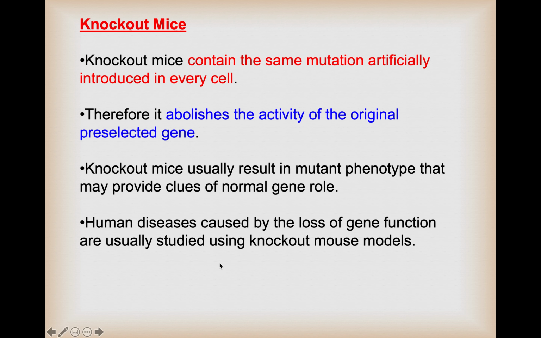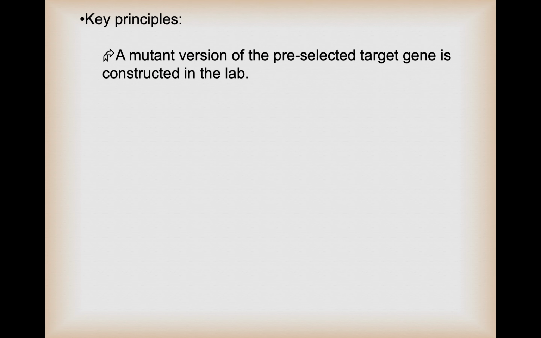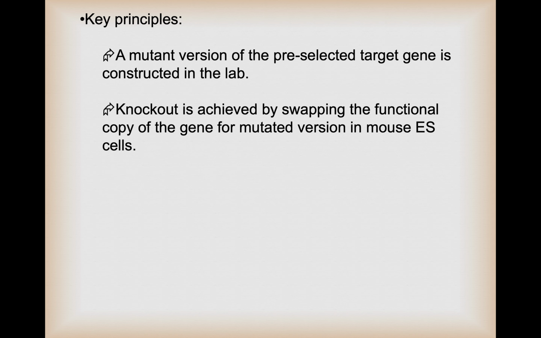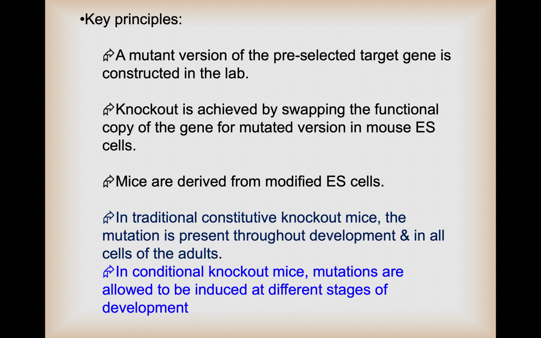And certain human diseases caused by the loss of function of a certain gene are usually studied using these knockout mouse models. The key principles are you need to have a mutant version of the pre-selected target gene constructed in the lab. The knockout has to be achieved by swapping the functional copy of the gene for the mutated version in mouse embryonic stem cells. Mice are derived from modified embryonic stem cells, and the difference between the knockout technology that we have now and traditional constitutive knockout mice is that the mutation is present throughout development and in all cells of the adult. In traditional, it's only at a certain stage and developmental processes.